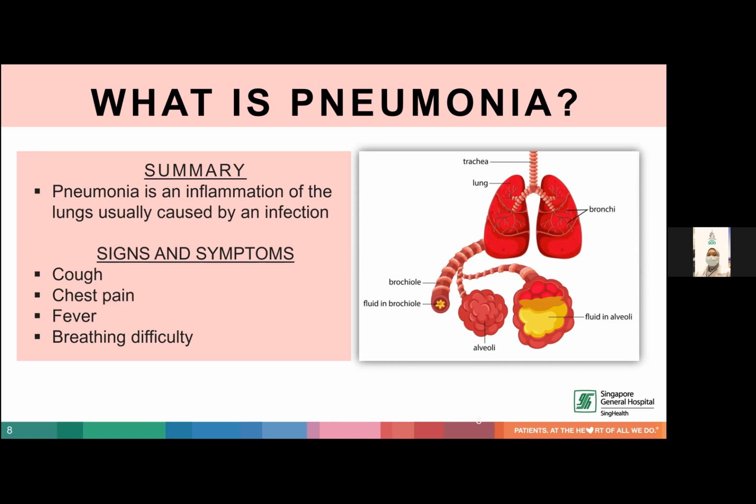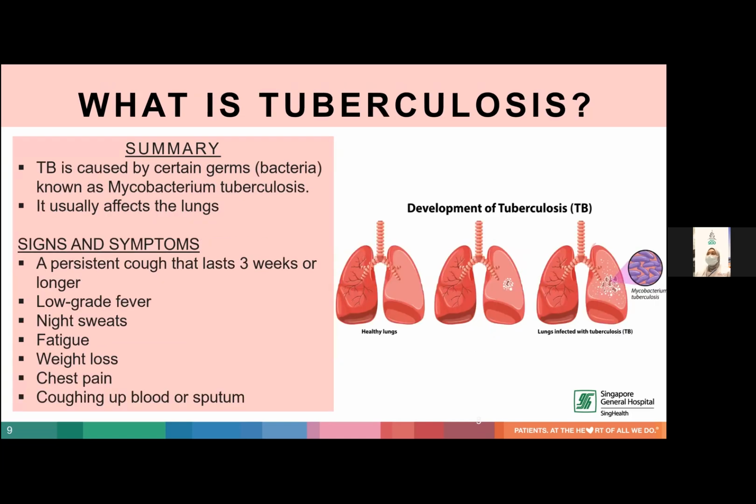Okay, next please. So what is tuberculosis, also known as TB? TB is caused by certain germs, bacteria, known as Mycobacterium tuberculosis. It usually affects the lungs, but other parts of the body can also be affected, such as the brain, lymph nodes, the kidneys, bones, and joints.